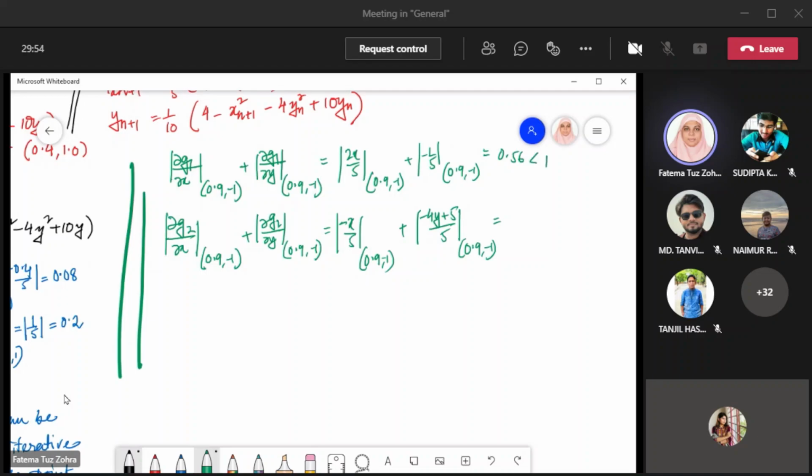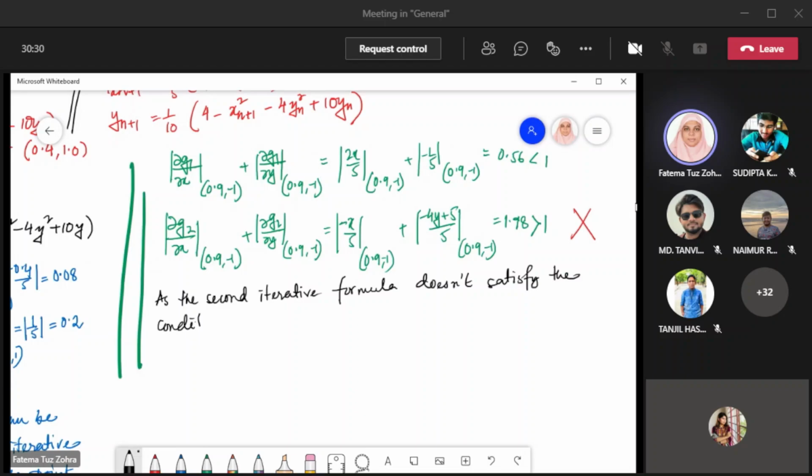And the next one is 1.98, so it is greater than 1. So does this satisfy the condition? No. So as the second iterative formula doesn't satisfy the condition, we need to rearrange.